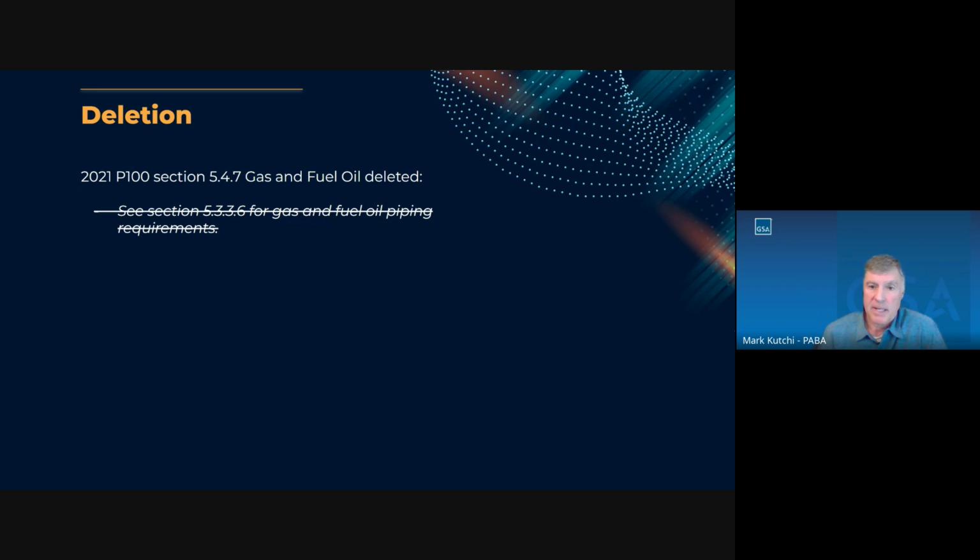Okay, let's go back to the slides. There was a reference in the piping section that was referencing fuel gas and fuel oil piping, but it was just deleted. It wasn't needed. The gas and fuel oil piping is clearly identified in the P100 section. That hasn't changed. The reference was just deleted.